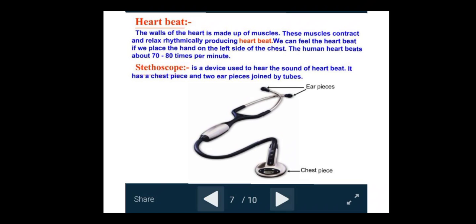Now, the wall of the heart is made up of muscles, and this muscle contracts and relaxes rhythmically, producing the heartbeat. Even if you keep your hand on the left hand side of your body, you can hear your heartbeats. That will be the thak thak thak sound, which is the rhythmic production of the heartbeat. You can put your hand to the left side of the chest and hear the heartbeats. The human heartbeat is about 70 to 80 times per minute.